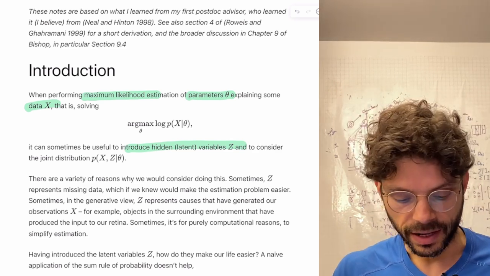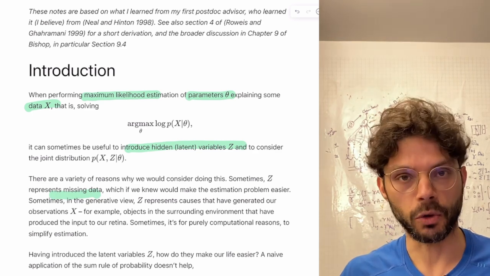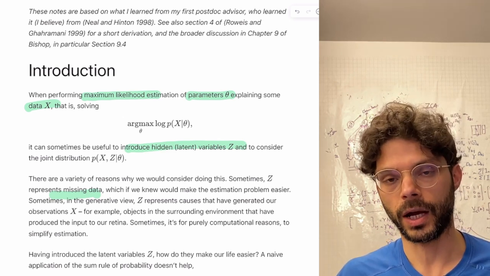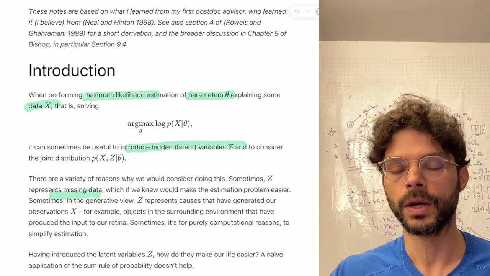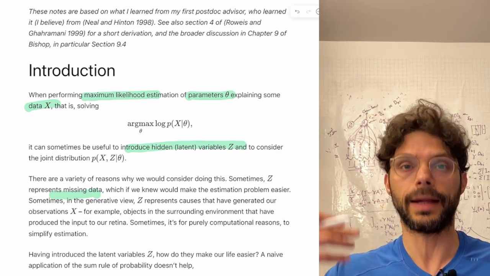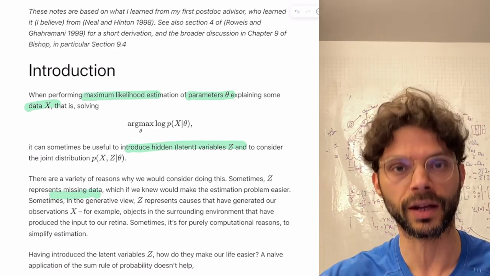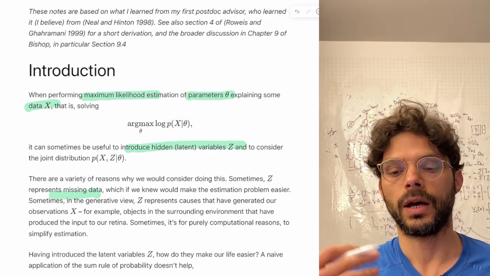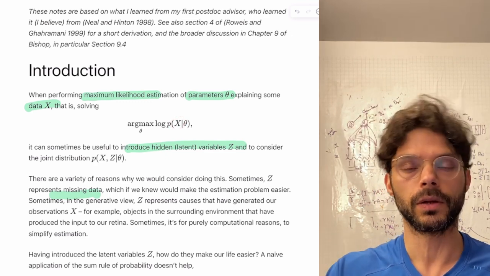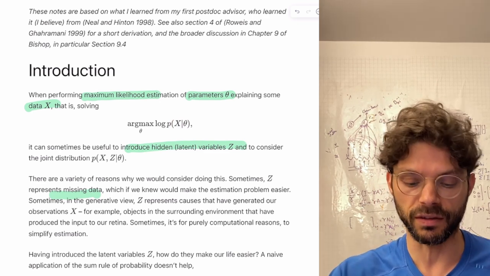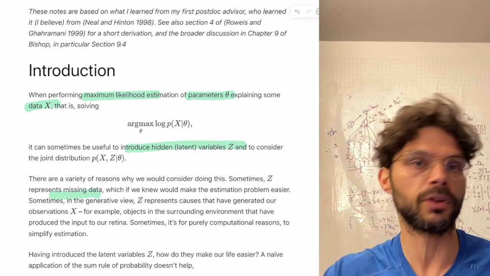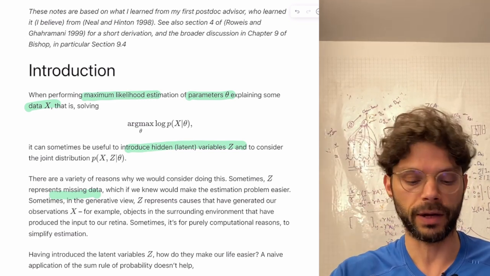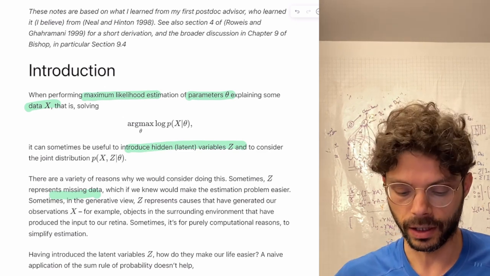So sometimes Z are missing data, which, if we knew, would make the estimation problem easier. And then there are other times, and these are the settings in which I've worked with it most, and I think this is probably a setting that comes up a lot in machine learning too, when there are actual hidden causes in the world that are producing these observations. So these X's that we're talking about here are, let's say, your sensor readings, right? You don't know what objects are in your environment, but you have sensor readings, and what you want to do is infer the parameters that are, for example, going from those objects to your sensor readings, or you want to figure out what objects there are, etc.